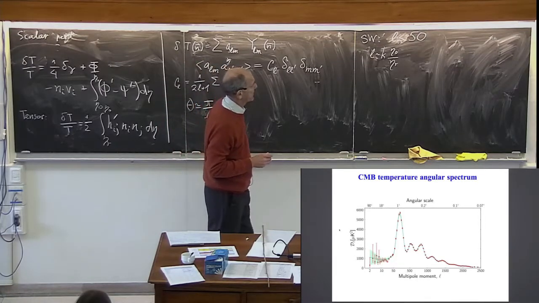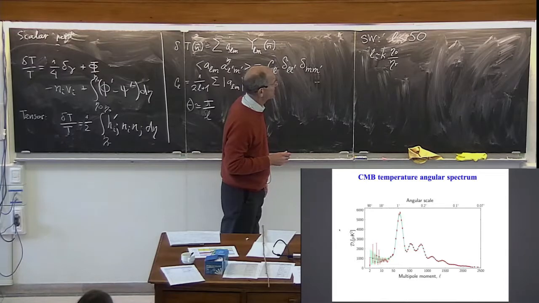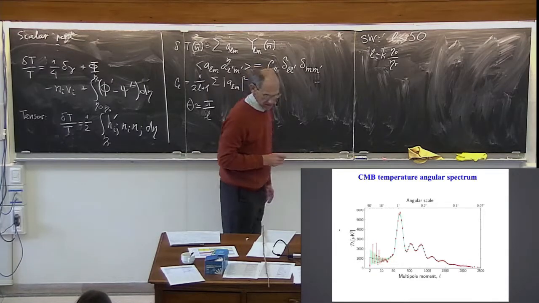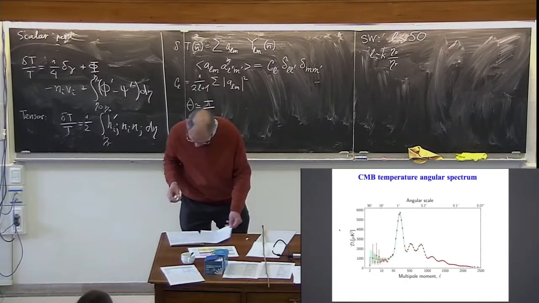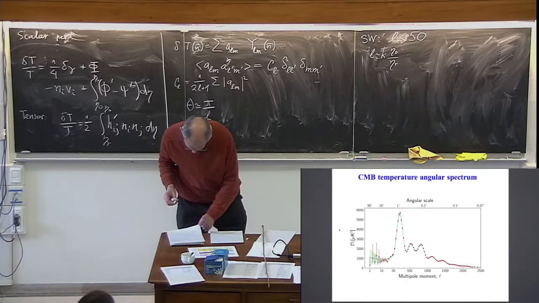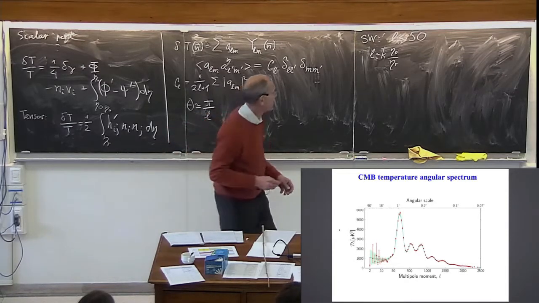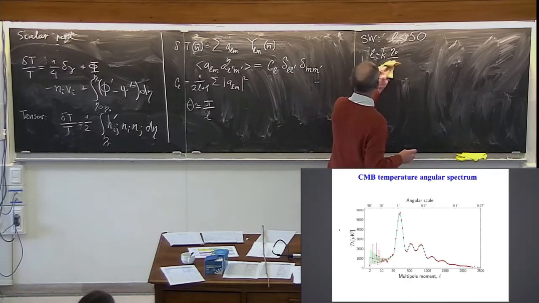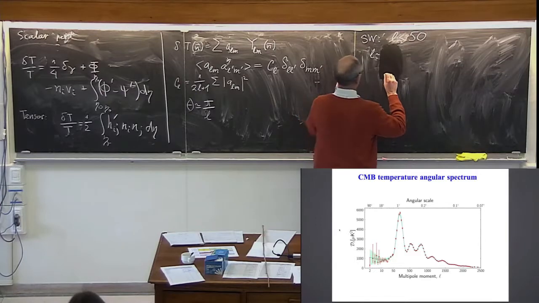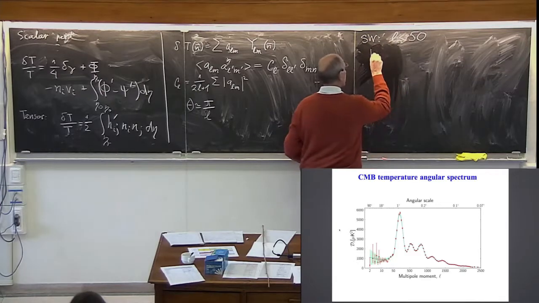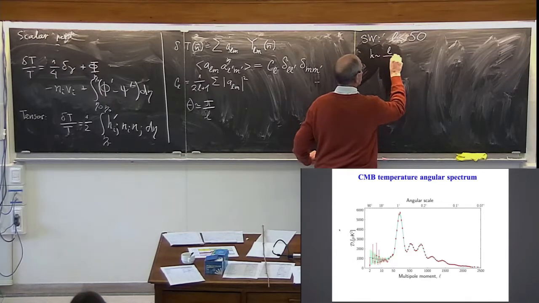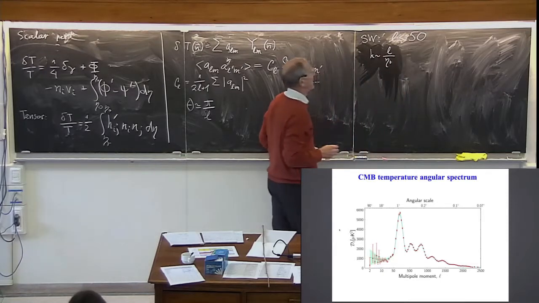Am I right? Let's see. No. Sorry, it's wrong even. K is L over eta naught. That's the right expression here.